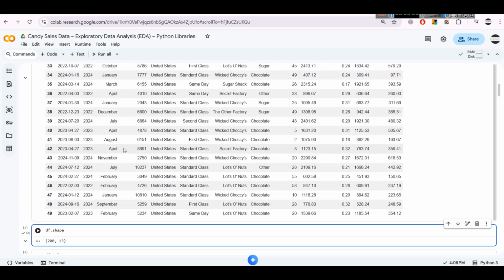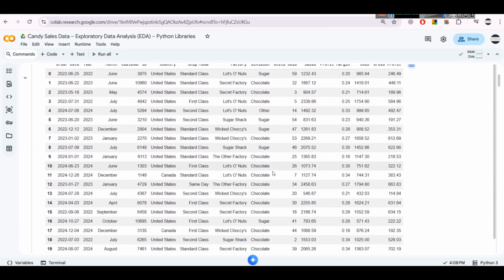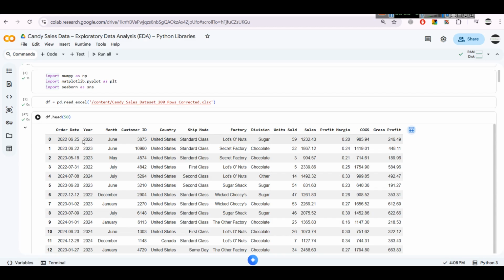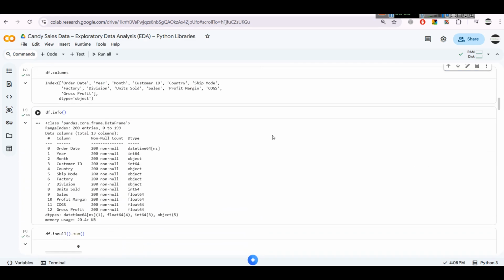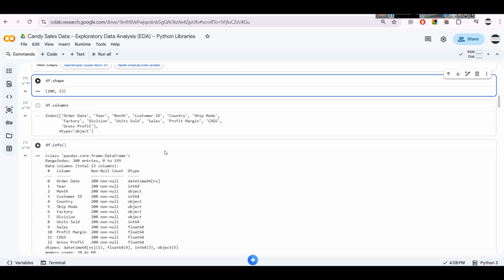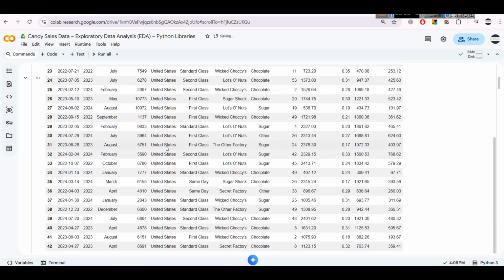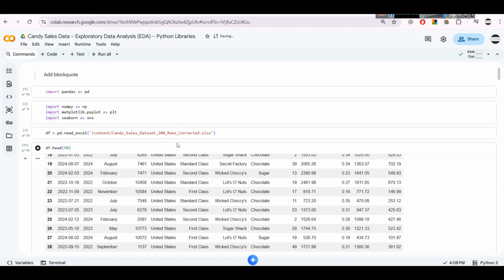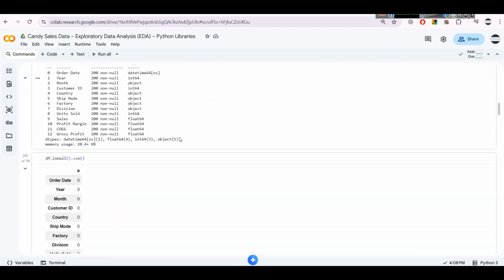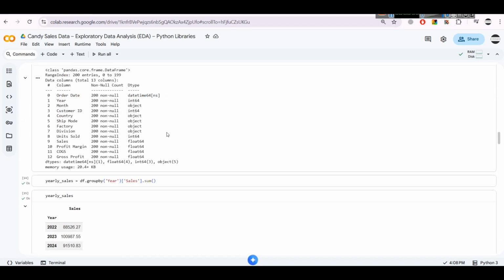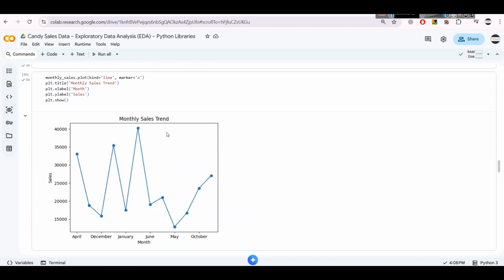EDA is one of the most important stages in any data-driven project. Before building dashboards, applying machine learning models, or making business decisions, it is crucial to understand the data deeply. In this project, I will walk you through how to inspect data, understand patterns, detect anomalies, and derive meaningful insights using Python libraries that work smoothly in Google Colab.